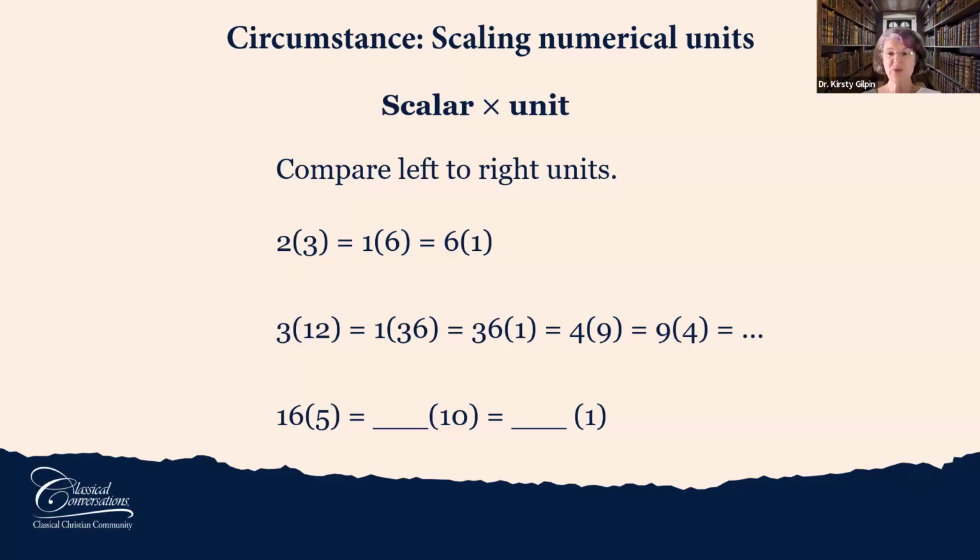So 3 times 12, right? We've got some examples here. I could say it's 1 36, or I could say it's 36 1s, 4 9s, or 9 4s. What are some other ways I could express it? What other types of units could I use other than 12, 36, 1, 9, and 4? Oh, like 6 times 6? 6 6s. 3 12s, 12 3s.